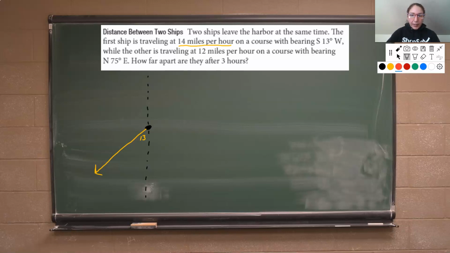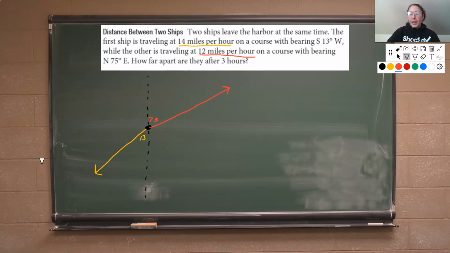The other ship is traveling at 12 miles per hour on a course with bearing northeast, right? Never eat soggy waffles, so northeast is over here. And that's on a 75 degrees. So the 75 degrees is off of the north line in the east direction. So that's actually kind of like this. And this angle right here, that is 75 degrees.